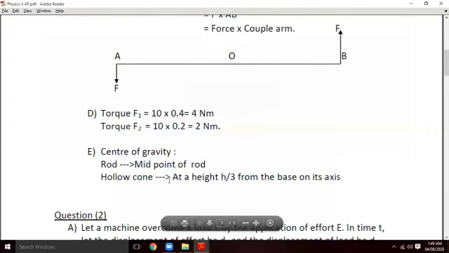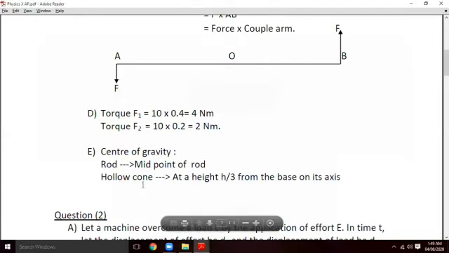For a hollow cone, the center of gravity is at a height h by 3 from the base on its axis. So h by 3 has to be mentioned. From the base has to be mentioned. That's absolutely compulsory, right? On its axis is also important. So if you've written both of them exactly as it is required, then please give yourself 2 marks.